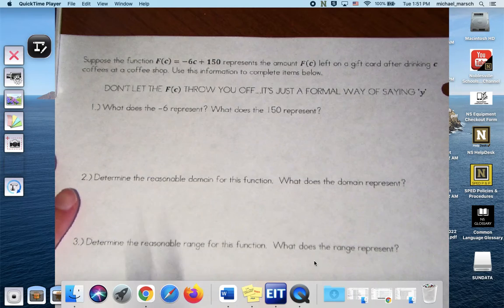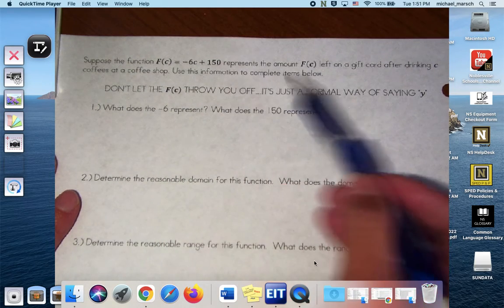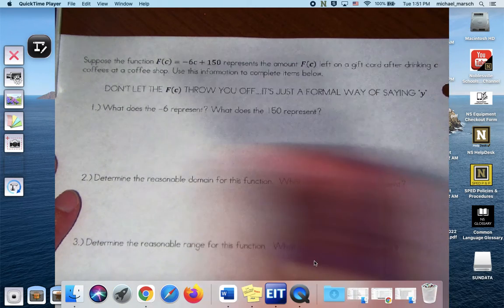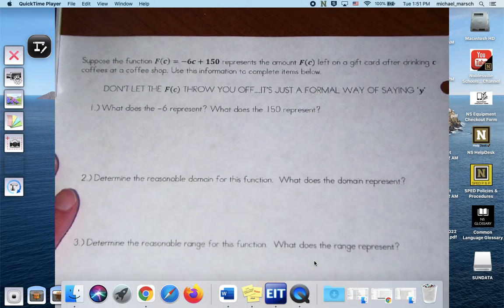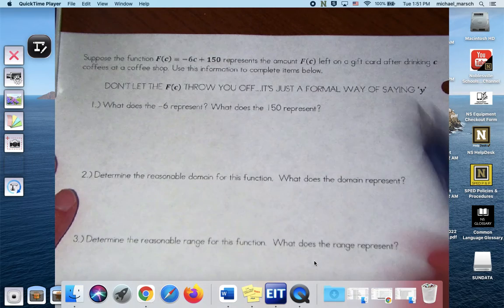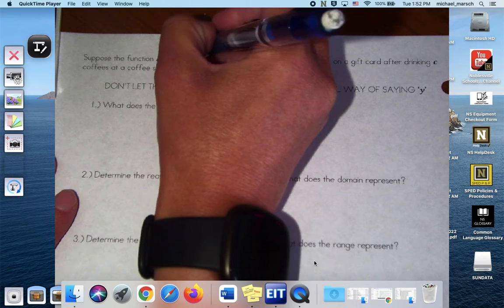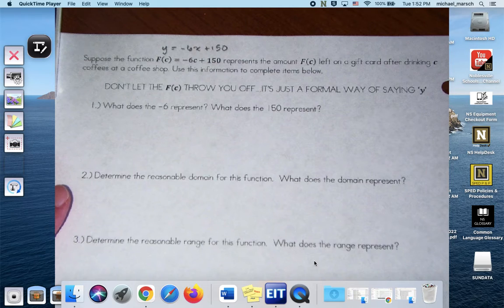Okay. Suppose the function f of c equals negative 6c plus 150 represents the amount, f of c, left on a gift card after drinking c coffees at a coffee shop. Use this information to complete the items below. So again, really what we have here, if you want to write it above, is y equals negative 6x plus 150, right? Wait, what's that? C? Right, but I'm just putting it in x's and y's for you so that you can be like, oh, okay, that's not so bad, right?